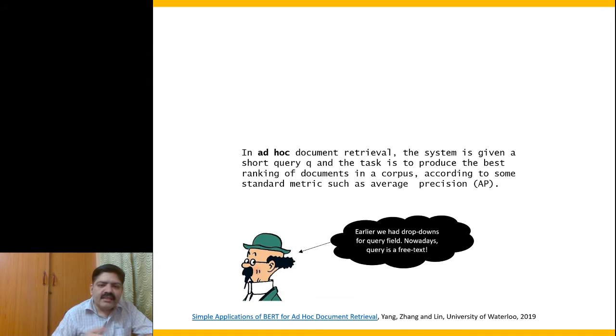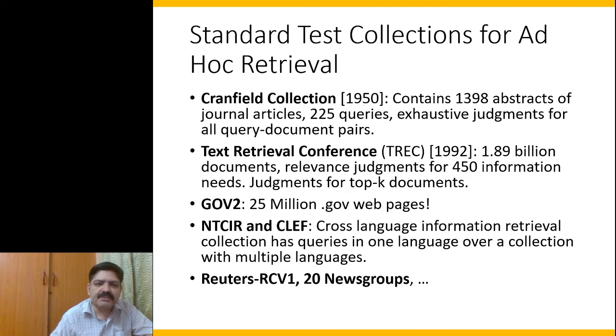So the test collections play a big role in ad hoc document retrieval. That's because we need to use some standard metrics such as average precision. Several standard test collections have evolved. So it all started from the Cranfield experiments in 1950. So now we have the Cranfield collection, which contains about 1,400 documents and 225 queries, and there are exhaustive judgments for all query document pairs.